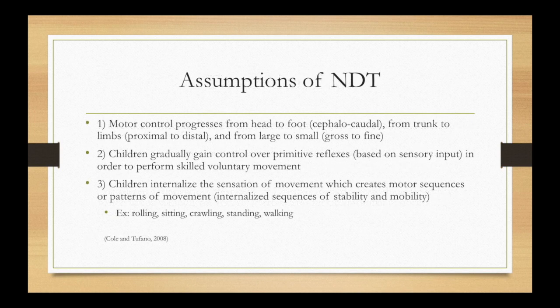So now we'll talk about some assumptions of NDT. Number 1, motor control progresses from head to foot, from trunk to limbs, and from large to small. 2, children gradually gain control over primitive reflexes based on sensory input in order to perform skilled voluntary movement.